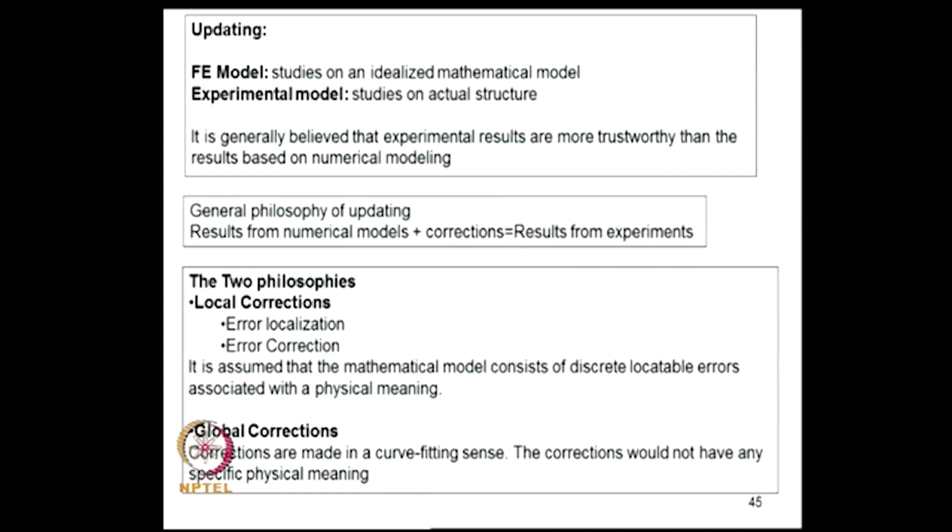Now, there are two things we can do. We can do local corrections, that means we can find out where exactly within the finite element model there are errors, we localize the errors and correct them. It is assumed that the mathematical model consists of discrete locatable errors associated with physical meaning. Then global corrections: corrections are made in a curve fitting sense, the corrections would not have any specific physical meaning, simply the mathematical model is forced to reconcile with the prediction from experiments.